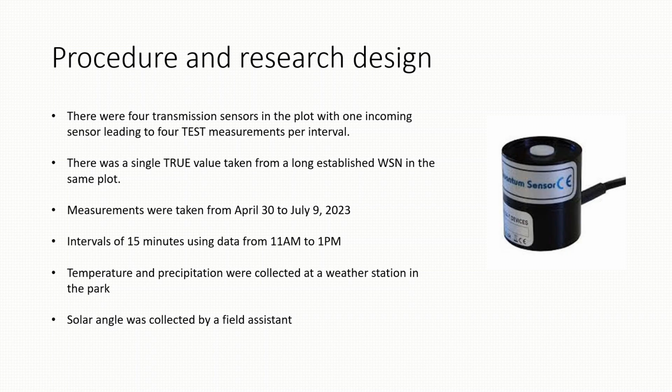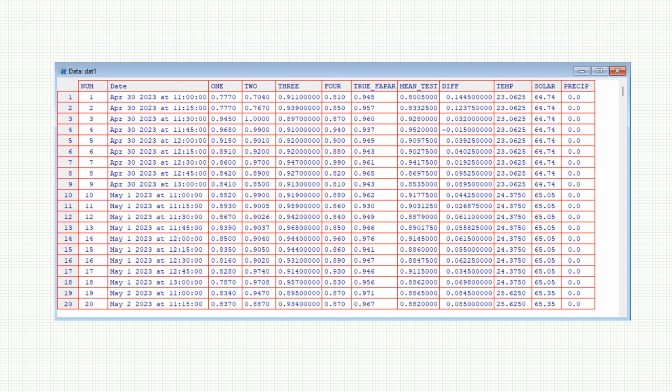This study took place from April 30th to July 9th of this year, with measurements being recorded in intervals of 15 minutes. In this analysis, we are only using data from 11 a.m. to 1 p.m. to avoid too much variability. In addition, temperature and precipitation were collected at a weather station in Santa Rosa, and solar angle was collected daily by a field assistant. Quick look at the data I input into R.